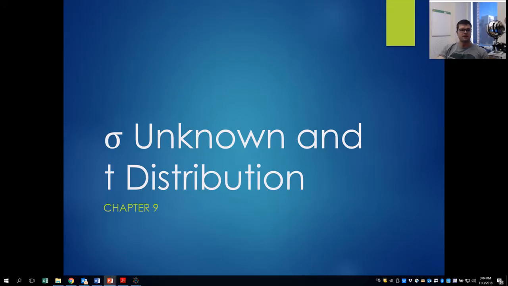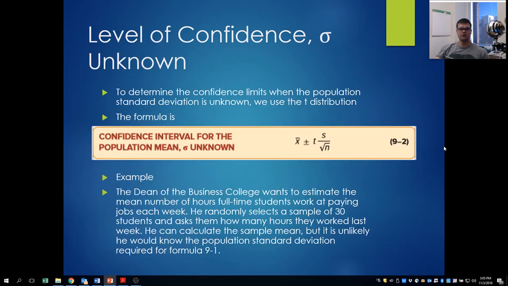Okay, in this lecture, we're going to be going over when and how to utilize a t-distribution. You utilize a t-distribution when you don't know the standard deviation of the population. Not very often will you actually know the standard deviation or the mean of the population, so a t-distribution is very useful.